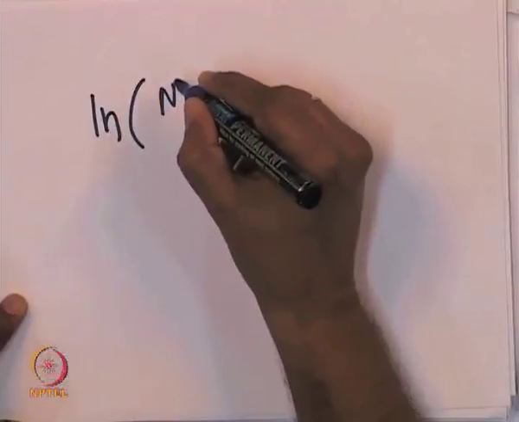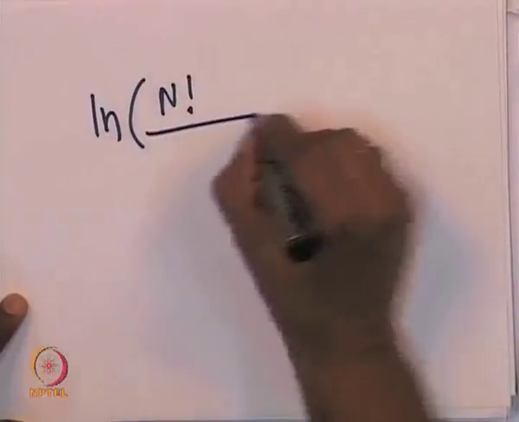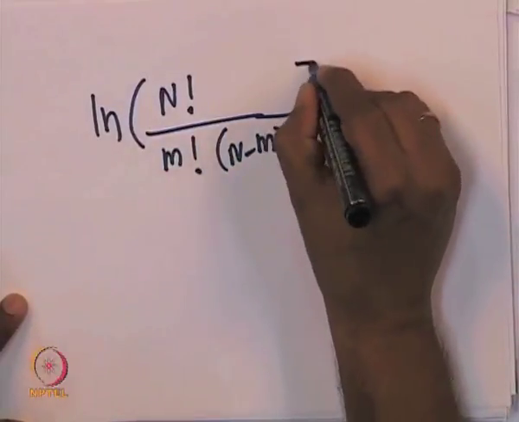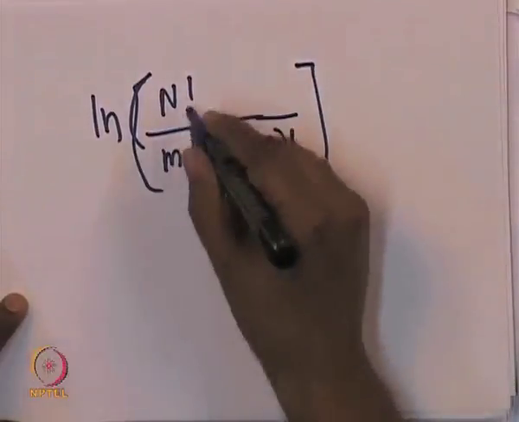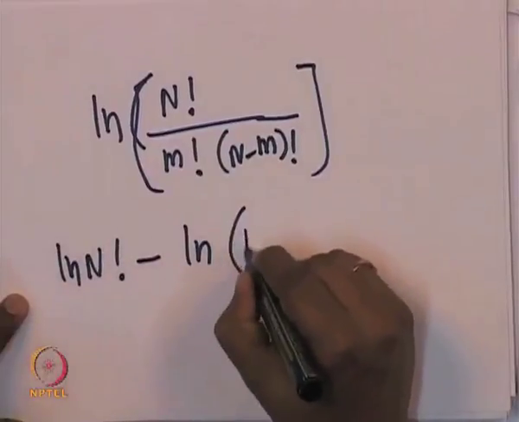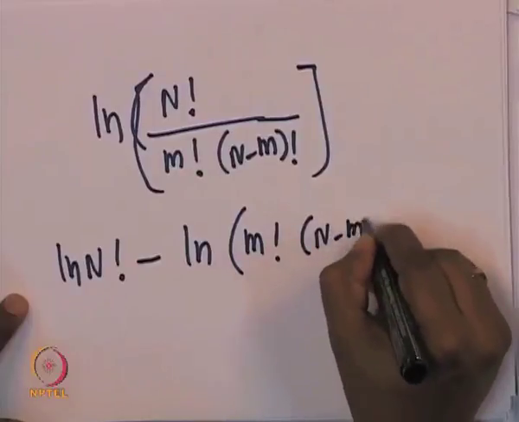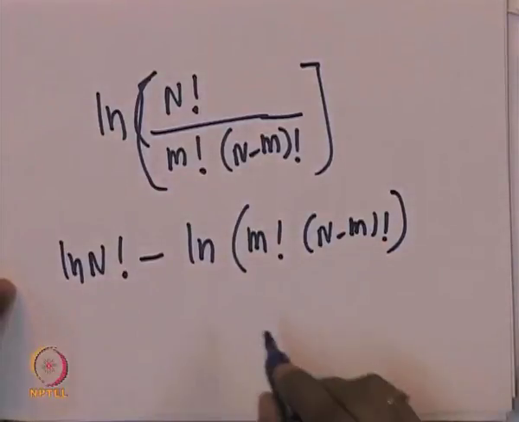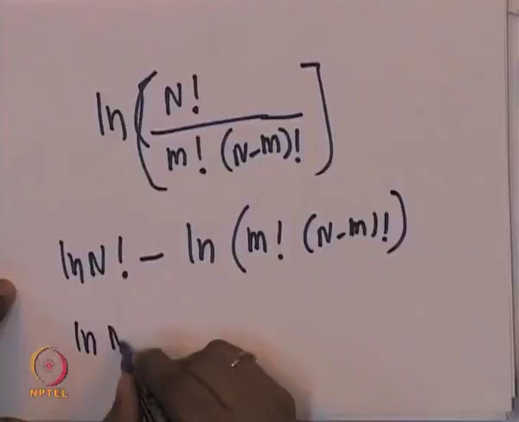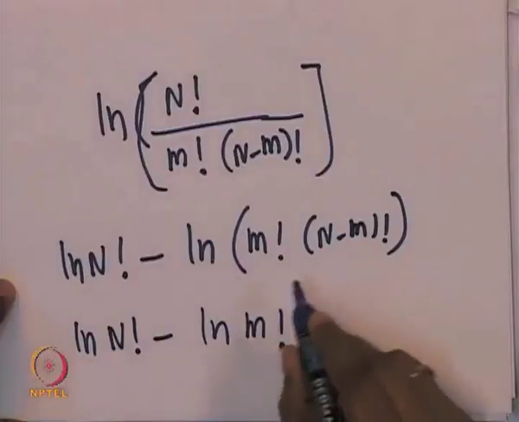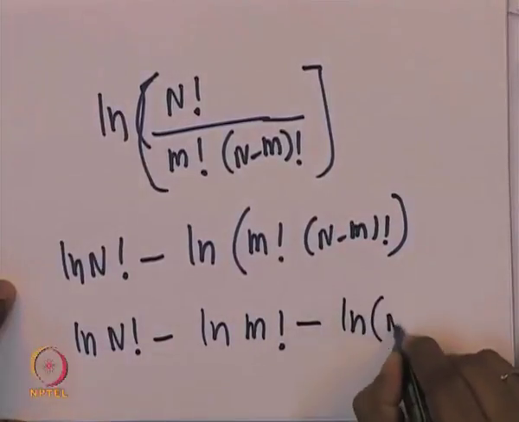So, let us write here log of n factorial by m factorial into n minus m factorial. So, log A by B is log A minus log B, so this is log n factorial minus log of m factorial into n minus m factorial. Now, this is nothing but log n factorial minus log of m factorial, since log A into B is log A plus log B, minus log n minus m factorial.